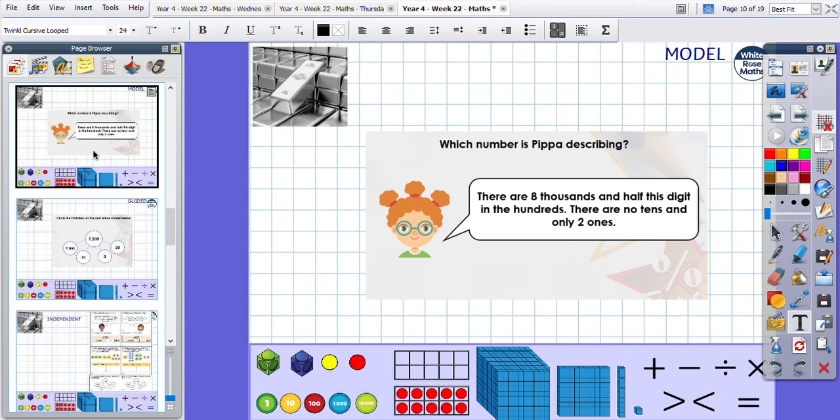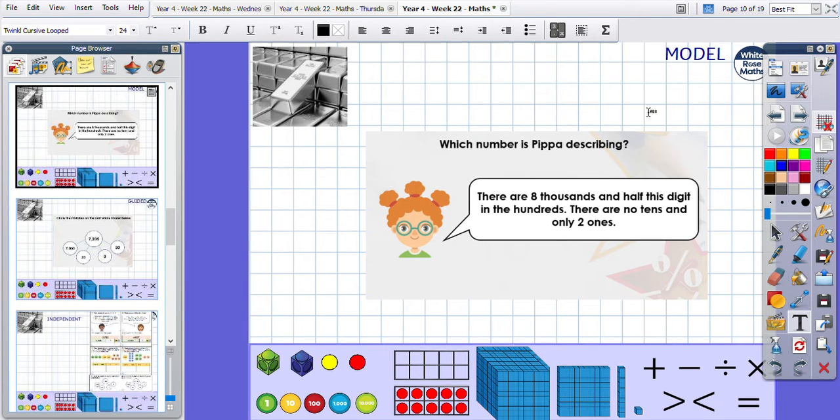Okay, your silver questions then, you are doing some varied fluency questions, so you're applying your knowledge of place value of 4-digit numbers into different styles of questions. So, which number is Pippa describing? There are 8 thousands and half this digit in the hundreds. There are no tens and only 2 ones.